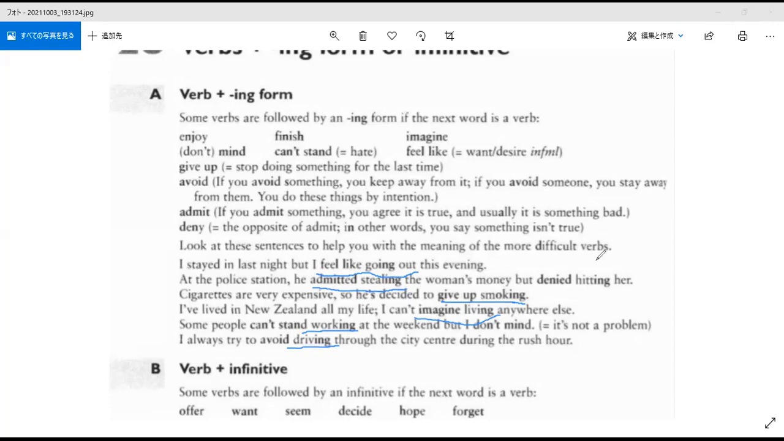Jadi itu kata kerja yang menunjukkan sesuatu yang like stop doing something for the last time, giving up, avoid something, admitting, denying.